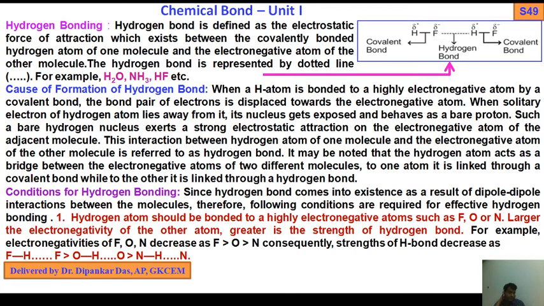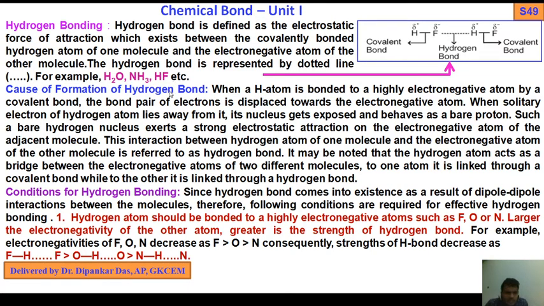So hydrogen bond is defined as the electrostatic force of attraction which exists between the covalently bonded hydrogen atom of one molecule and the electronegative atom of the other molecule. The hydrogen bond is represented by a dotted line. For example, water, NH3 and HF, etc.